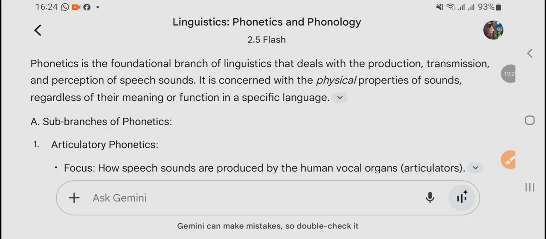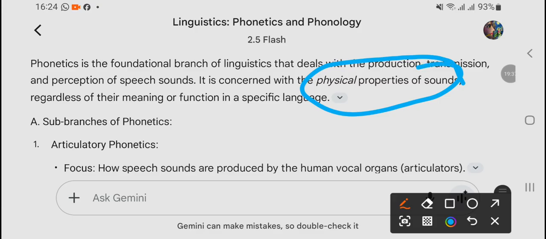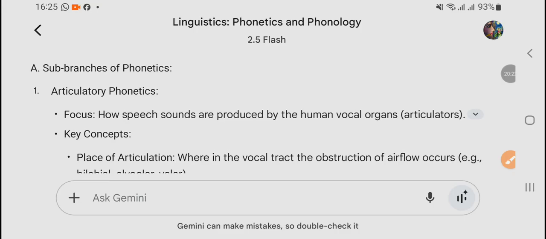So this is phonetics. It is concerned with the physical properties of sounds, regardless of their meaning or function in a specific language. Actually, phonetics is just machine, software, hardware, right? You can imagine your cell phone, how the cell phone is made, wiring and all, so that sound is improved, camera is improved or something like this. So that is all physical property. So your phone machine is phonetics.